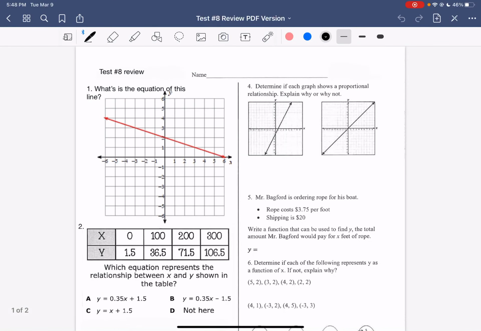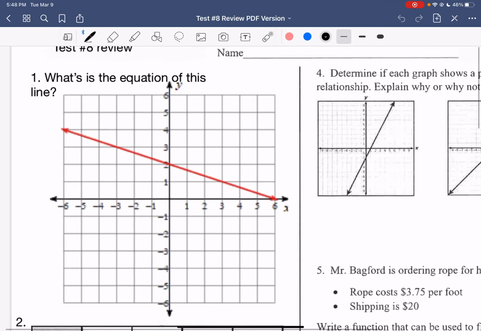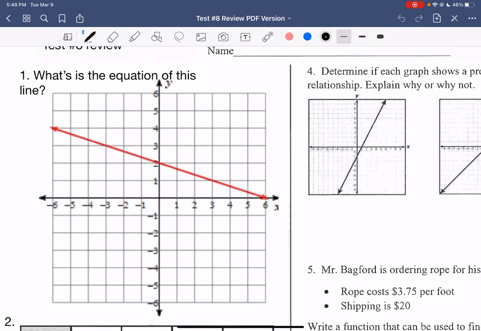Here is our full test review for test number 8 over linear equations. And I'm just going to jump into question number 1. It says, what is the equation of this line?